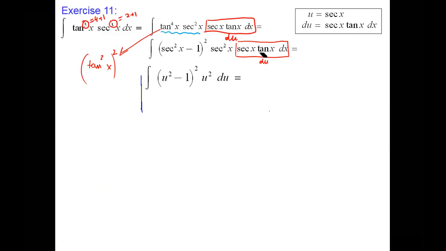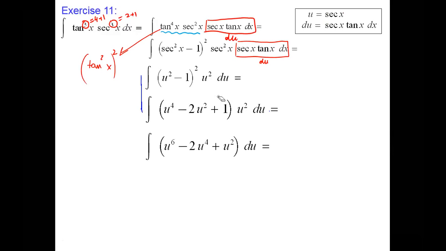We kept that derivative to be cancelled out, to be rewritten as a du. Okay, that means, because of that extra square, it looks complicated, but we still managed to rewrite in terms of u. I will distribute this. First of all, u squared minus 1 squared is u to the power of 4, twice u squared times negative 1, plus 1 squared, which is 1. And still u squared, and I did distribute u squared.